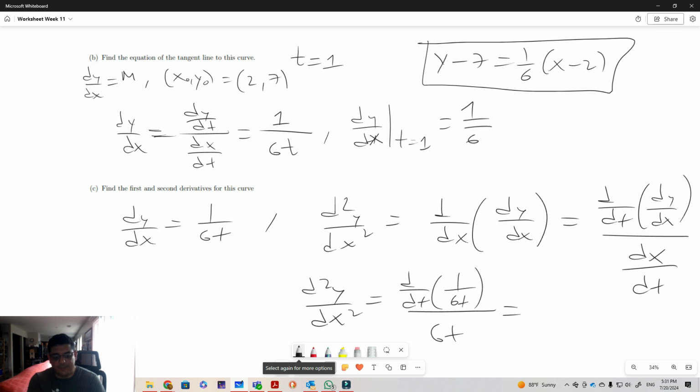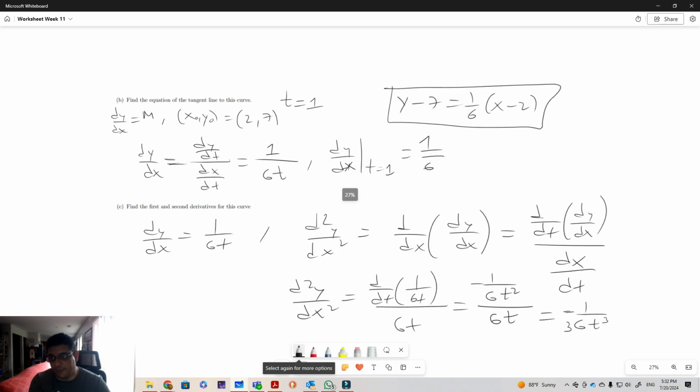The derivative of this can be done by the quotient rule, but this really is going to give me minus 1 over 6t squared. And over here, we're going to have 6t. So at the very end of the day, for part c, the answer here is going to be minus 1 over 36t cubed. And so that's the end of the worksheet for week 11.